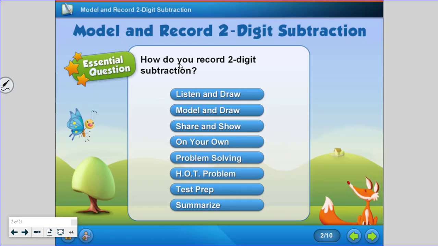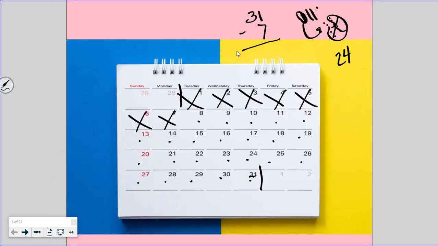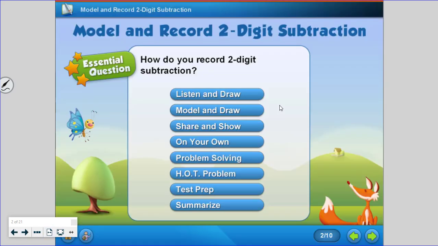So that brings us to today's lesson. Our essential question is, how do you record 2-digit subtraction? So basically, how do we write 2-digit subtraction like this? How do we write it like this? How do we regroup that? So that's what we're going to find out.